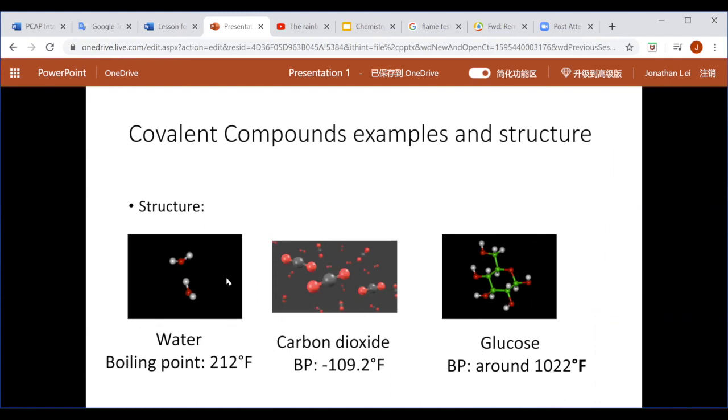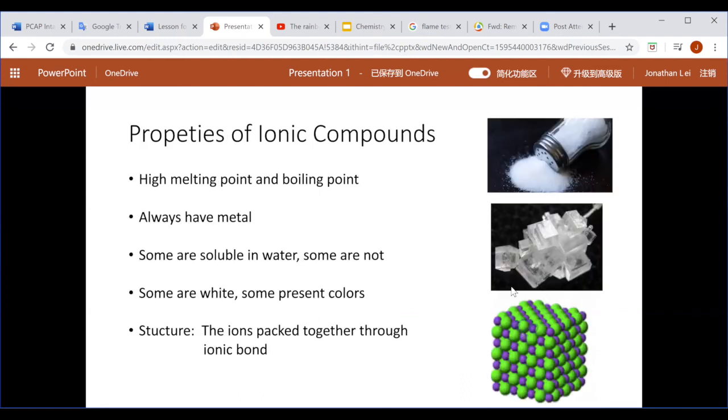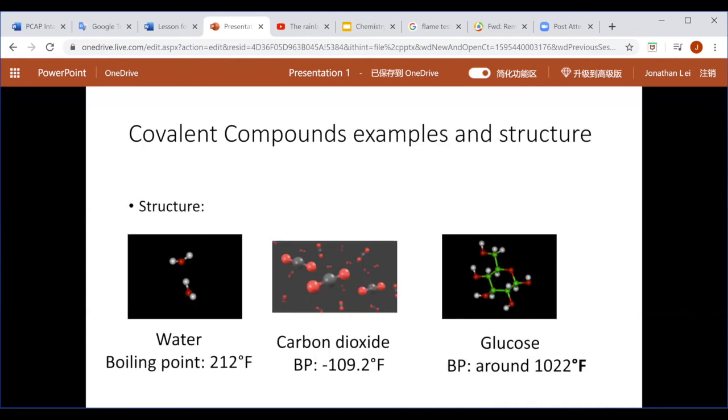So we can see there are some little particles composed of several circles, right? And we call this little particle a molecule. Unlike the structure of the ionic compounds, which pack so closely, the structure of covalent compounds is composed of thousands of little molecules. And the distance between the molecules is relatively far.